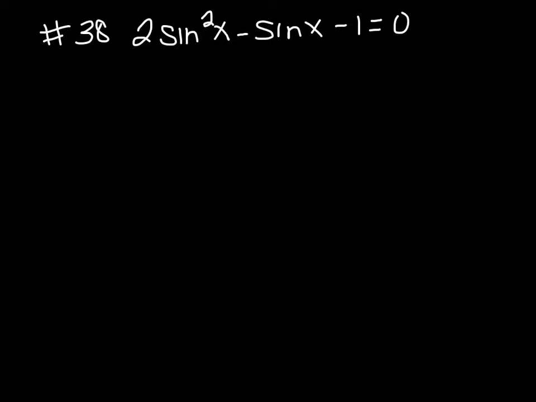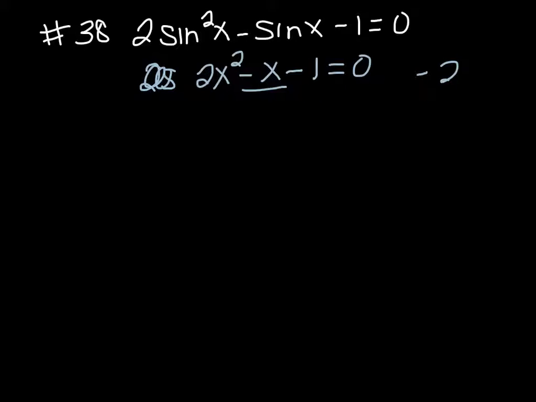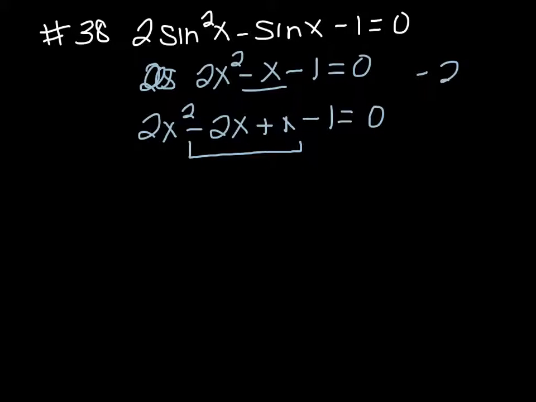This next piece, there's nothing I can factor out. This is no different than solving 2x squared minus x minus 1 equals 0. So we'll just solve this first, and then we'll go back and put the sines in. What I'm going to do is multiply the first and the last term. So 2x squared minus 2x plus x minus 1 equals 0. If I add those middle terms together, they're like terms, I would get negative x. And that's exactly what I want here.